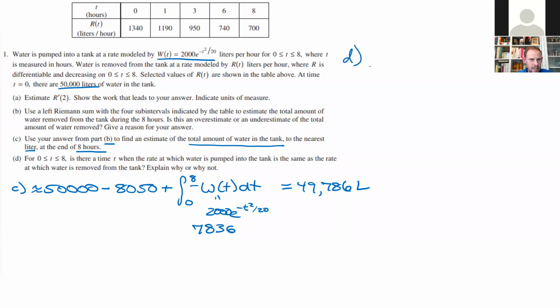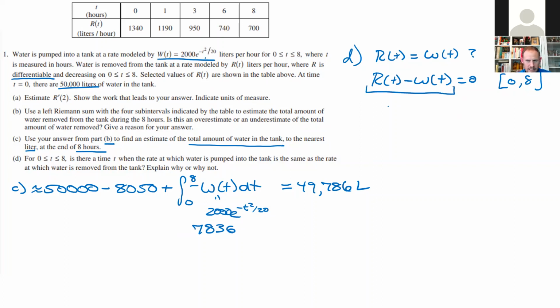Ooh, this strikes me as some sort of intermediate value theorem. So we want the two rates to be equal. So we want to know, does R of t equal W of t? If they are equal to each other, we would need their difference to equal 0 at some point in the interval from 0 to 8. So what we should probably do is check the two endpoints and see what's going on there. Maybe it's positive at one and negative at the other, in which case, since we were already told it was differentiable, we get that it's continuous. So this is a continuous function.